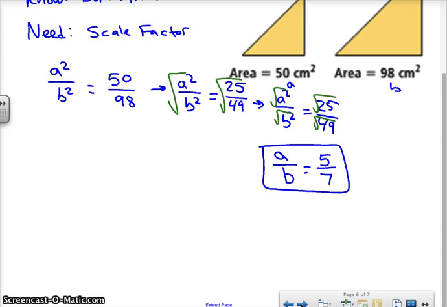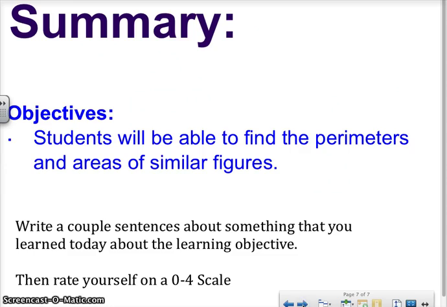The ratio of the perimeters is 5 to 7. We could say centimeters and centimeters again if we want to. But this is a little short discussion about perimeters and areas of similar figures.